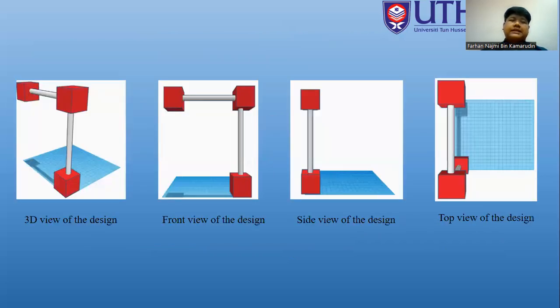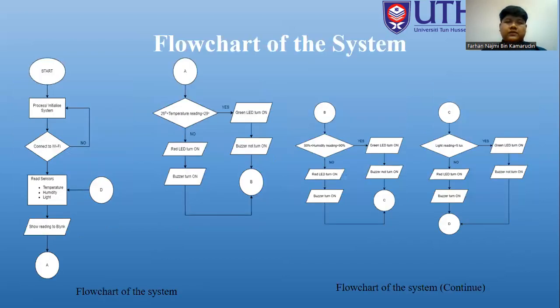So for the 3D design, the first one is the 3D view of the design. The second one is a front view of the design. The third one is the side view of the design, and the last one is the top view of the design. This 3D design contains some pipes and some containers for the hardware.